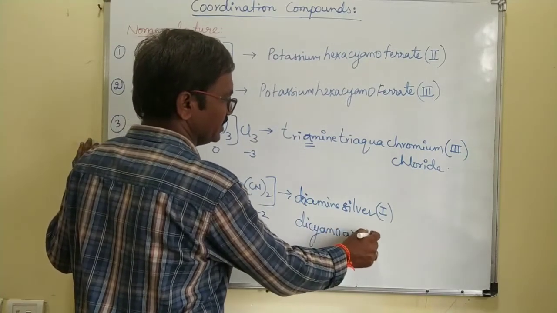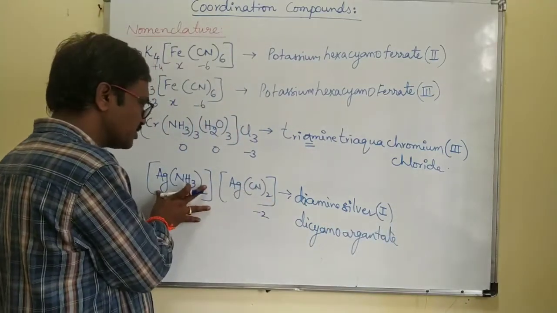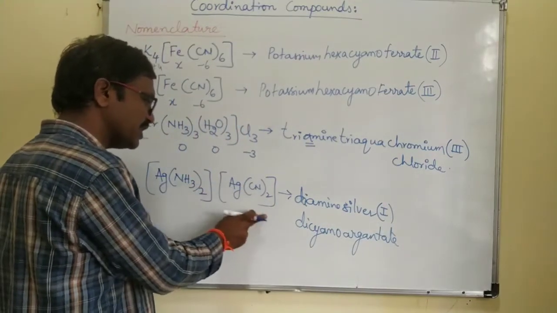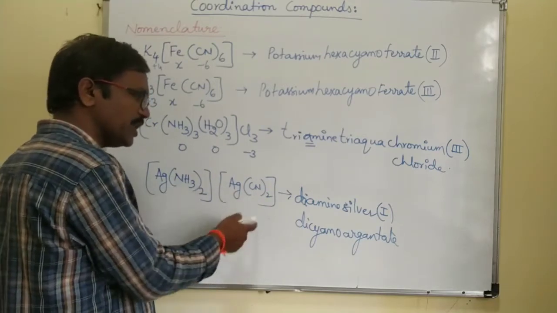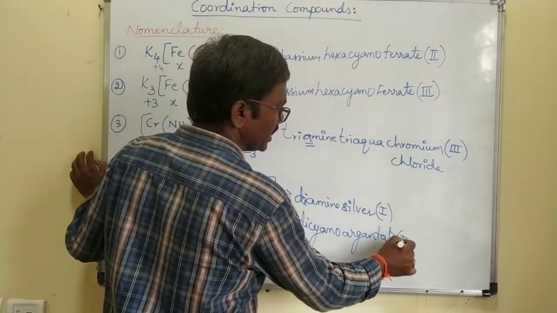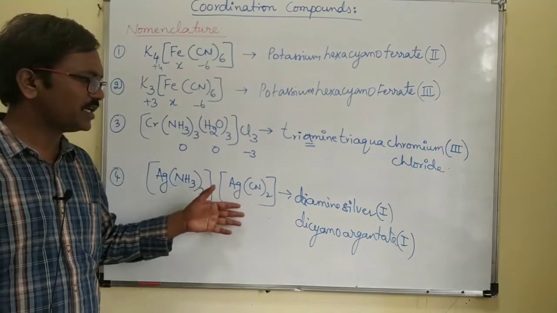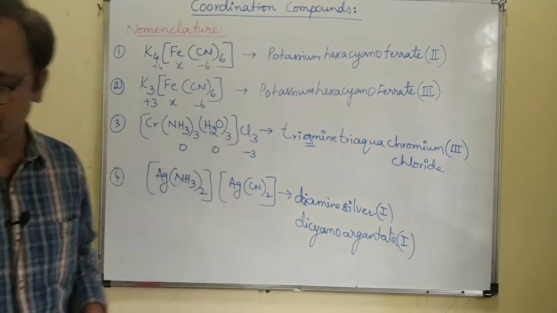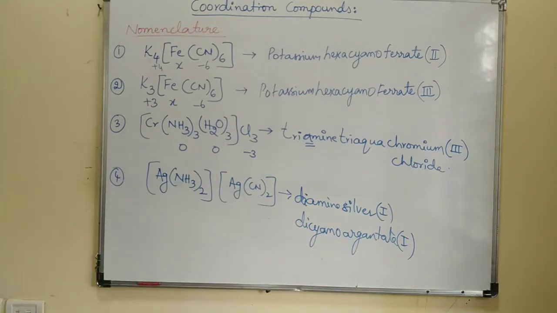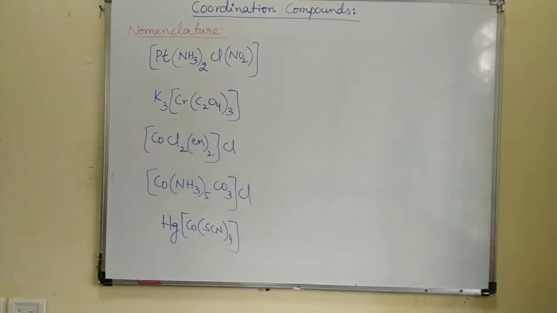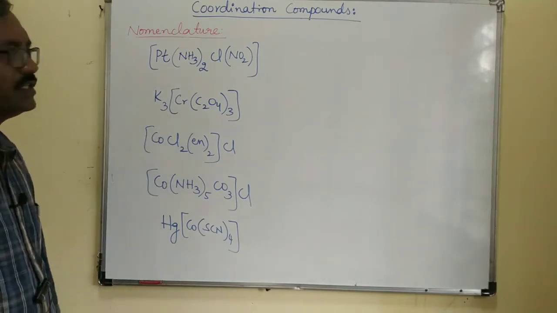Dicyanoargentate. This one is a negative complex, this one is a positive complex. So this charge is divided into two complexes. -2 becomes -1 and -1, argentate 1. So some typical compounds they have given in the textbook. We will take some more examples, you will understand very clearly. These examples they have given in the textbook.